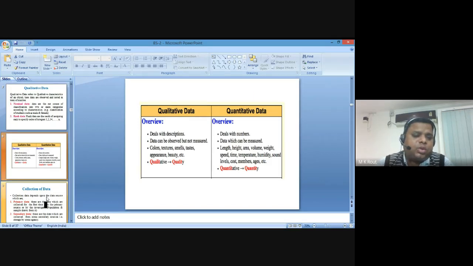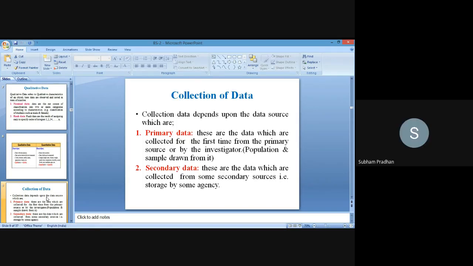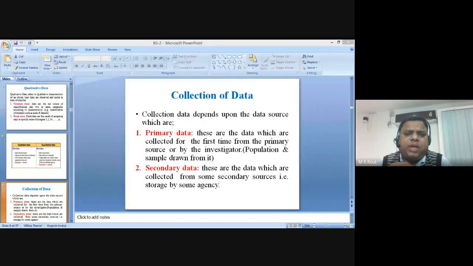The next most important parameter of statistics. Excuse me, sir. Yes. Sir, suppose an employee ID is represented in numerical form, like 1, 2, 3, 4. Will it be qualitative data or quantitative data? It's qualitative data. You observe that particular.